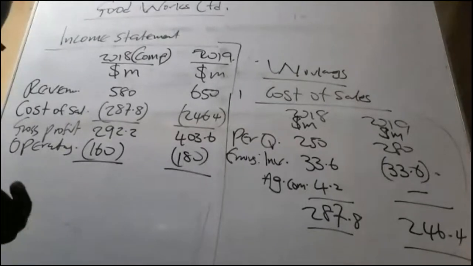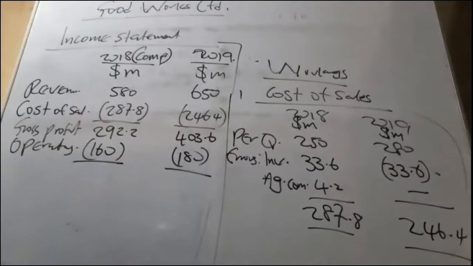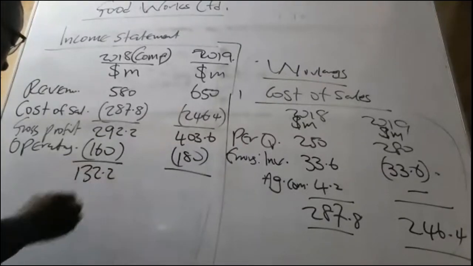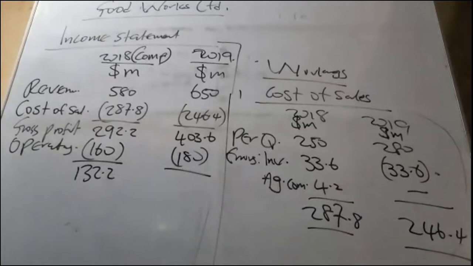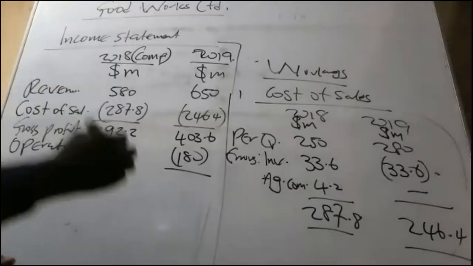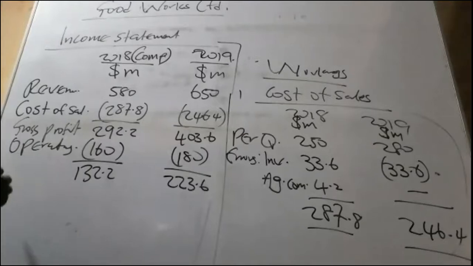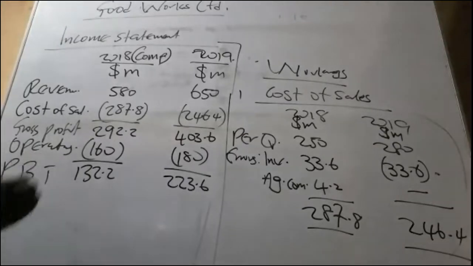Those with calculators, you can help me out and finish quickly before we move on to the agenda for the day. So 292.2 plus what? 160. That'll give us 132.2. Then 403, okay, 223.6. Great. 223.6.